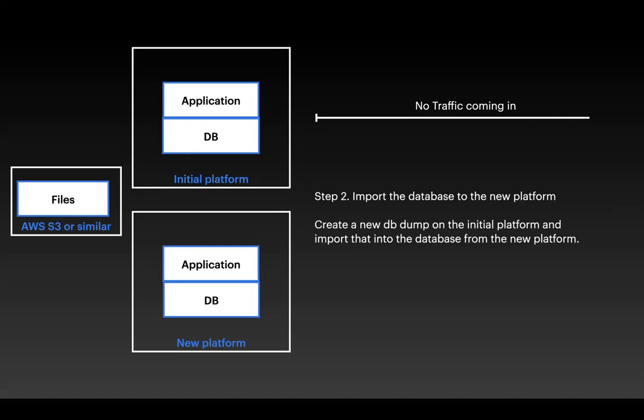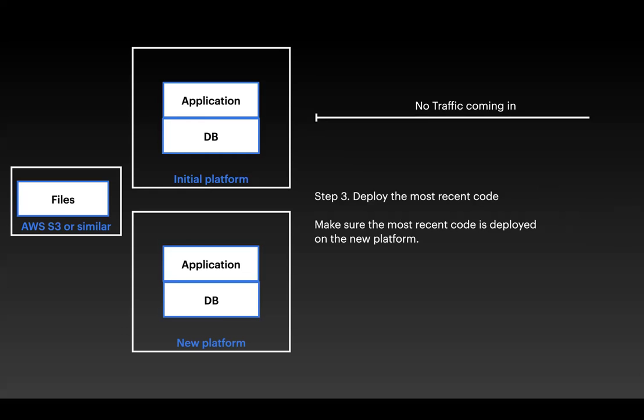So next step is, because the most recent version of your database is on the initial platform, now is the time to create a new database dump, copy that and import that on the new platform. What you have now is an exact copy of both the code, that's assuming you have deployed the most recent version of the code on the new platform, so you have an exact copy of the code and of the data, right? So this is very important. Don't forget, and I will stress this almost during each step, no traffic needs to be touching the initial platform.